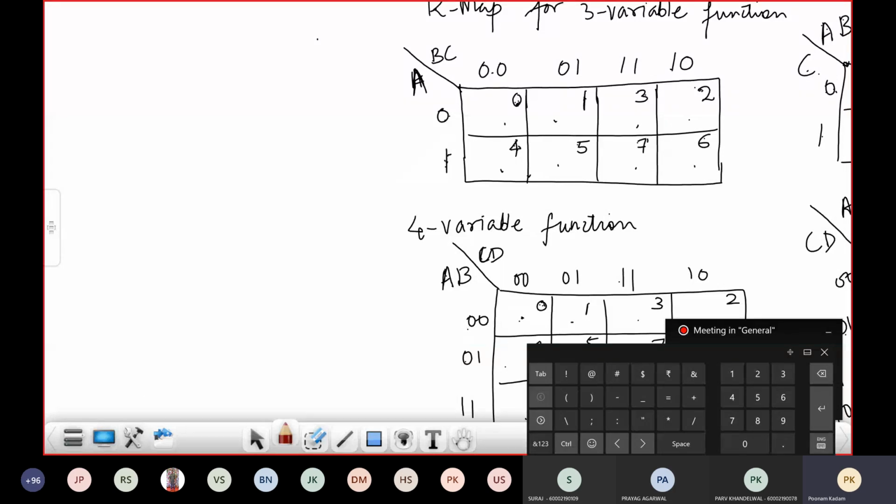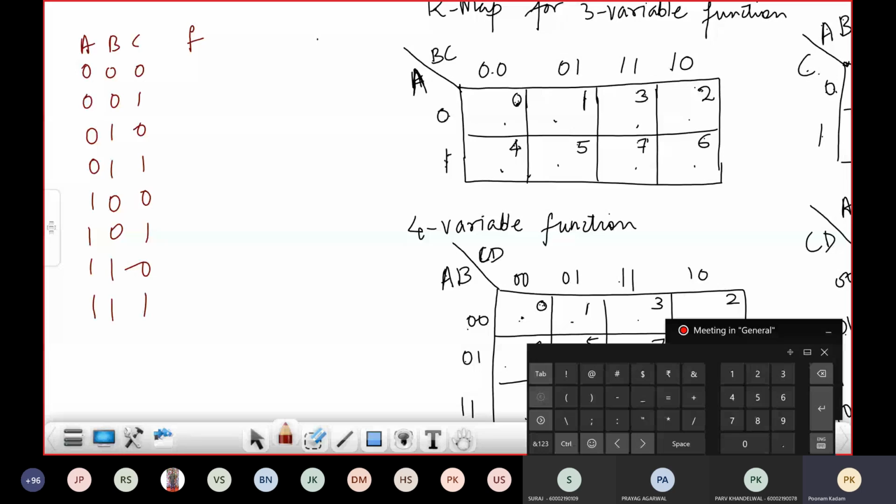This is the K-map. Now let's say I have a K-map for a 3 variable function. A 3 variable K-map means it will have 8 rows, 2 raised to 3. So there are 8 minterms. Each combination corresponds to a unique minterm, you know that, right?